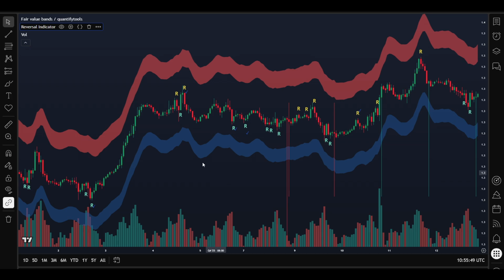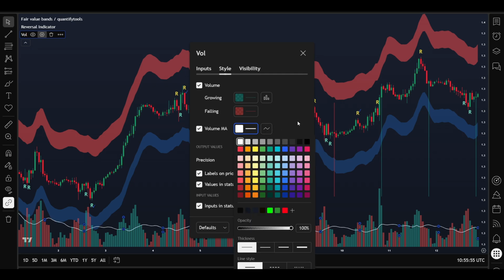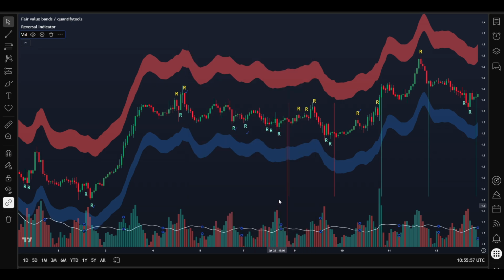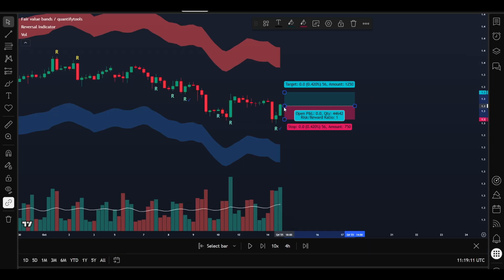Volume, built in. Double-click Volume, Style tab, enable Volume MA, and set the line color to white. Reading rule. Only take trades when the most recent volume bar closes above its white MA. Green bar for longs, red bar for shorts. That's your participation gate.